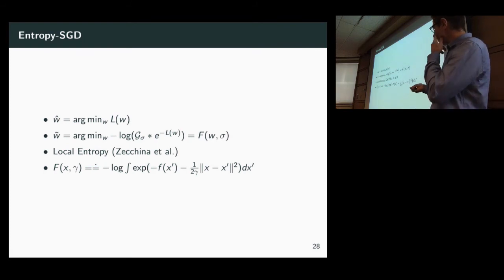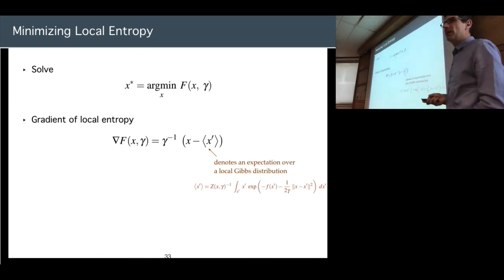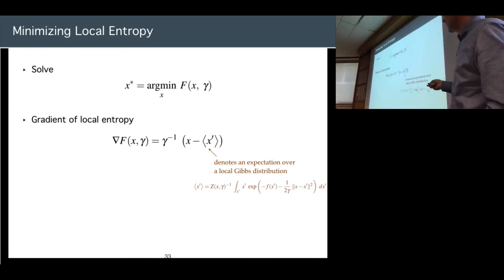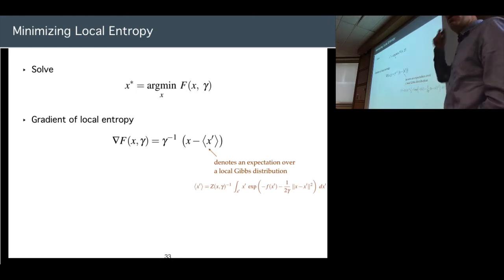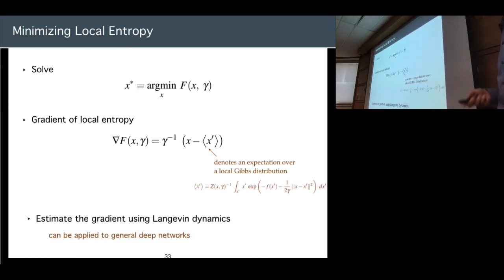Okay. So let me spend 5 minutes telling you how to minimize local entropy. Here it is. If you compute the gradient, it looks very, very simple. The gradient subtracts from the current iterate a local average, which you can compute as an expectation over a local Gibbs measure, which you can compute or approximate using Langevin dynamics. It's just a form of Markov chain Monte Carlo. So very easy to compute.